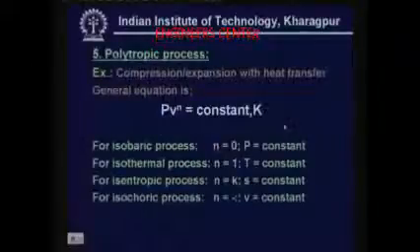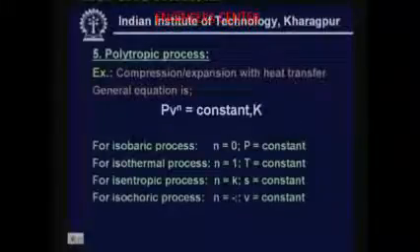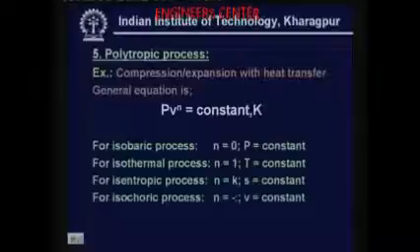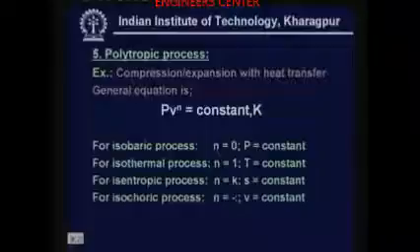Now let us look at another process called a polytropic process. A polytropic process is a general process. A typical example is compression or expansion with heat transfer. We have a piston cylinder assembly consisting of a fluid undergoing compression or expansion, and you are not ruling out the possibility of heat transfer. That means during compression and expansion there is some heat transfer between the system and the surroundings, where the system means the fluid undergoing compression or expansion.